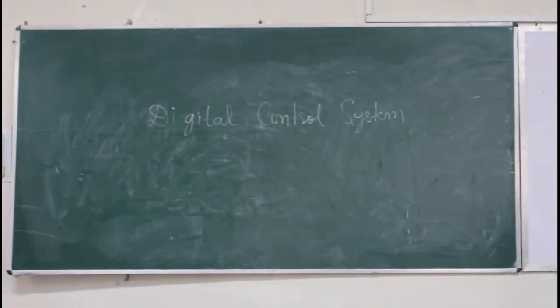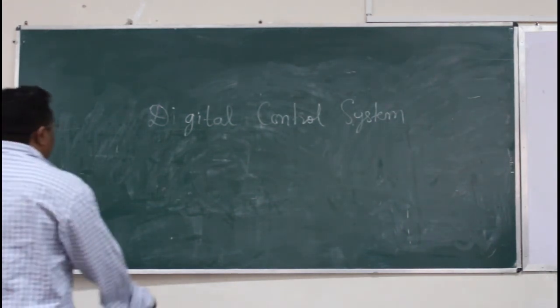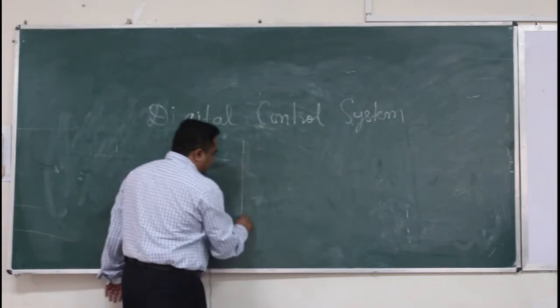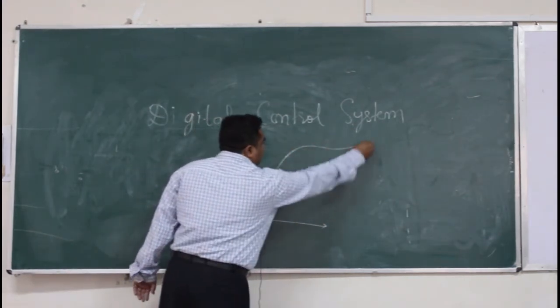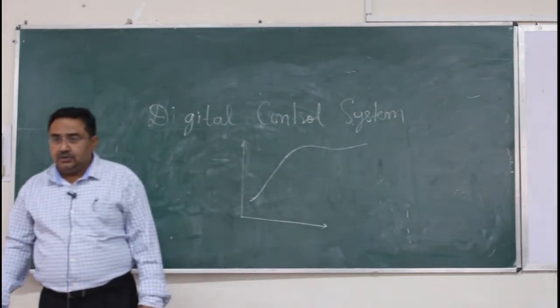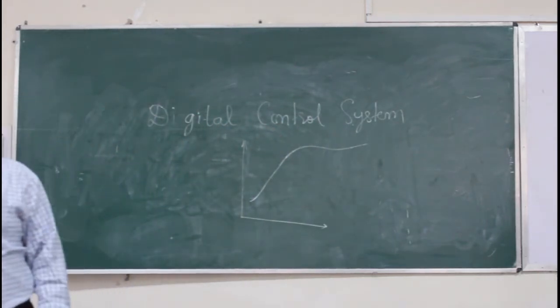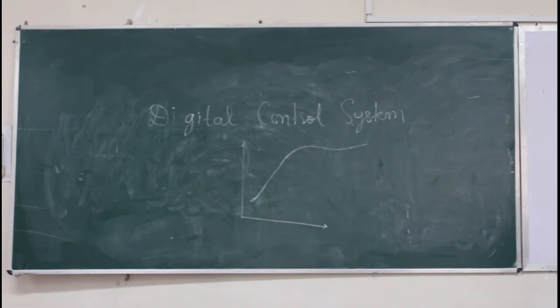What is the opposite of digital? Analog. Analog means the system, the signal is continuous. The signal is continuous, and if discontinuity is there, then it should be periodic. This is the definition of an analog system.